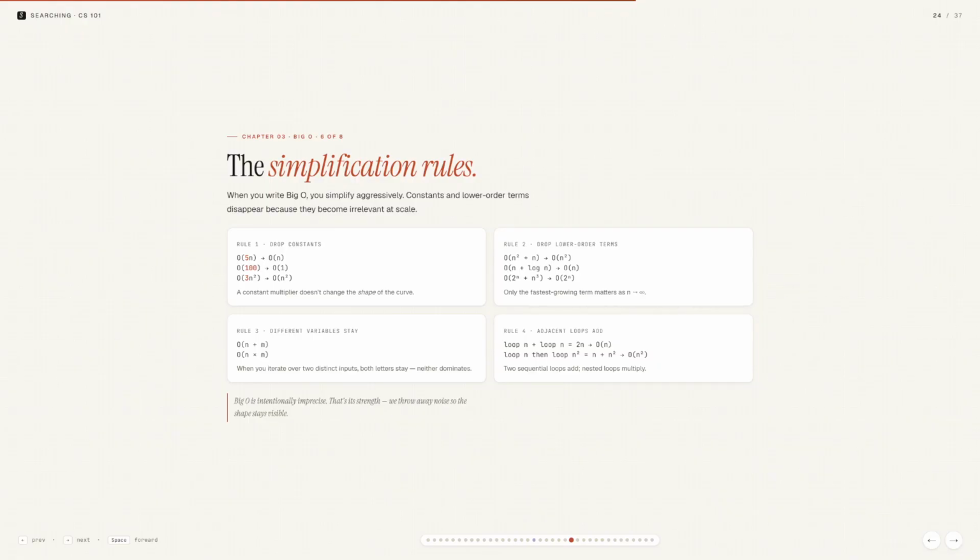We're always trading precision for clarity. We throw away noise so the shape stays visible. Now, before we move on, let me kill a few myths some students bring in about big O.